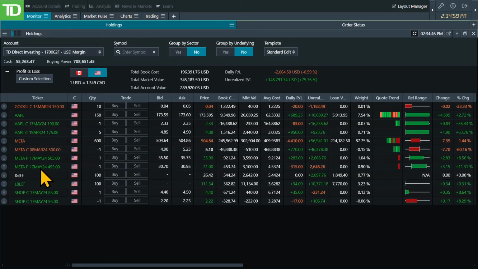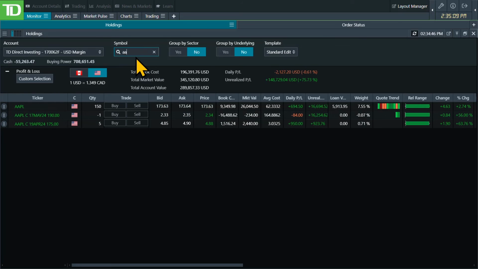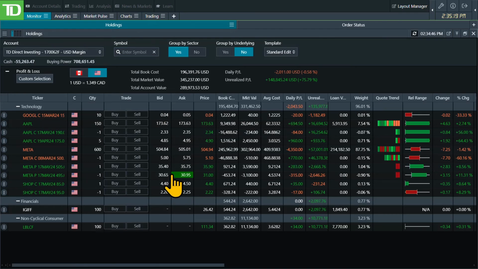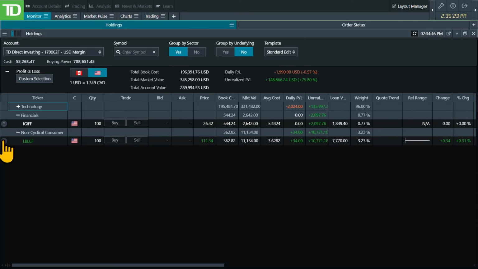And you can organize the holdings in a number of ways. First, again, you have the symbol selector. So if you do have a number of positions here, you can say, well, let me just see all my Apple positions. I can see all the Apple called up just by filtering it through the symbol search there. You can also group them by sector. We currently have it set to no. If I click to yes, for example, you'll see that all the technology are grouped together, financials grouped together, and then any non-cyclicals are in their own set category based on what I have.